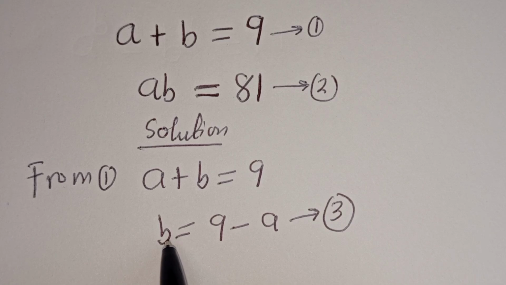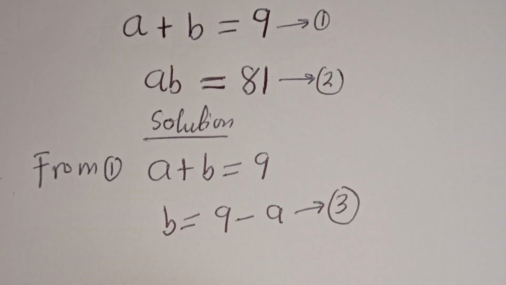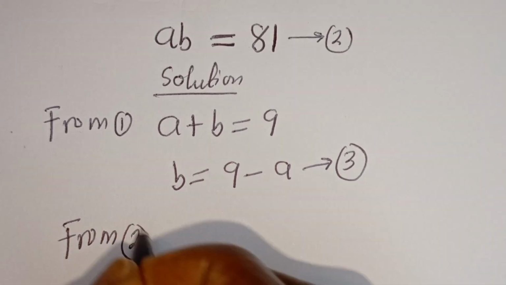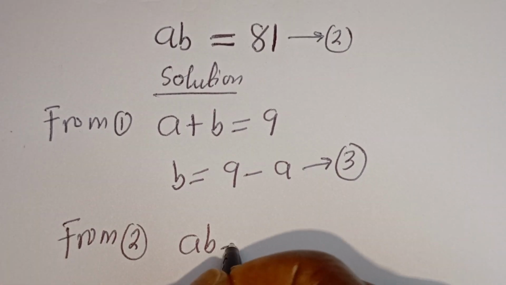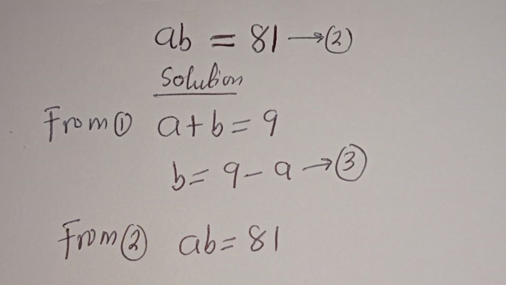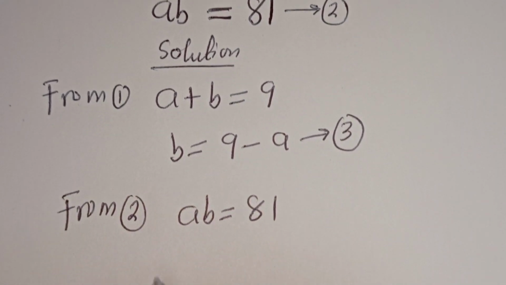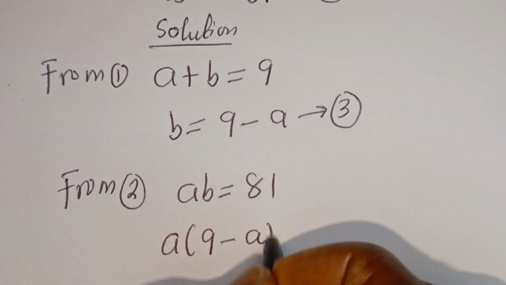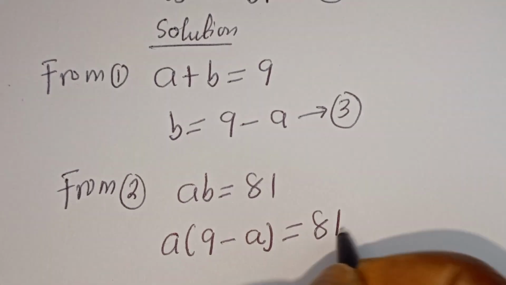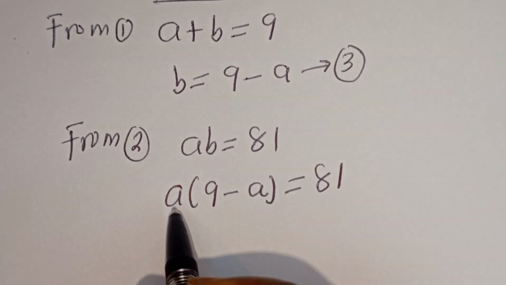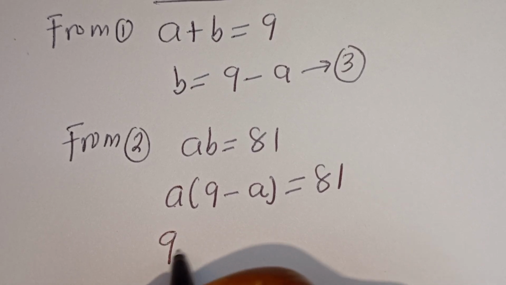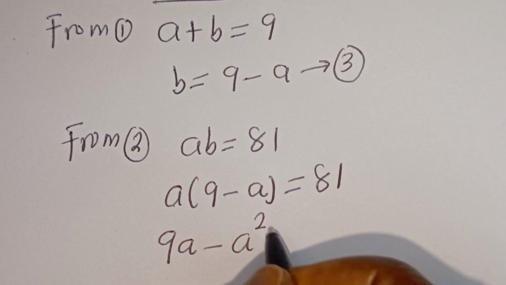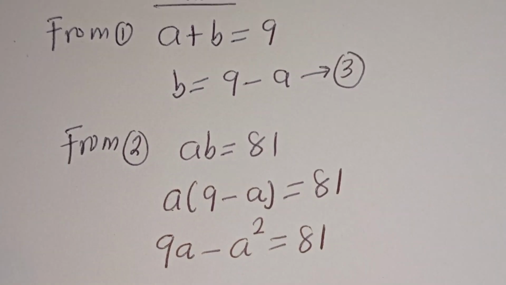Now we can then substitute for b in this equation 2. That is, from 2, ab is equal to 81. When b is equal to 9 minus a, we have a bracket 9 minus a is equal to 81. Let's open the bracket. a multiplied by 9, this is 9a, minus a multiplied by a, this is a squared, is equal to 81.